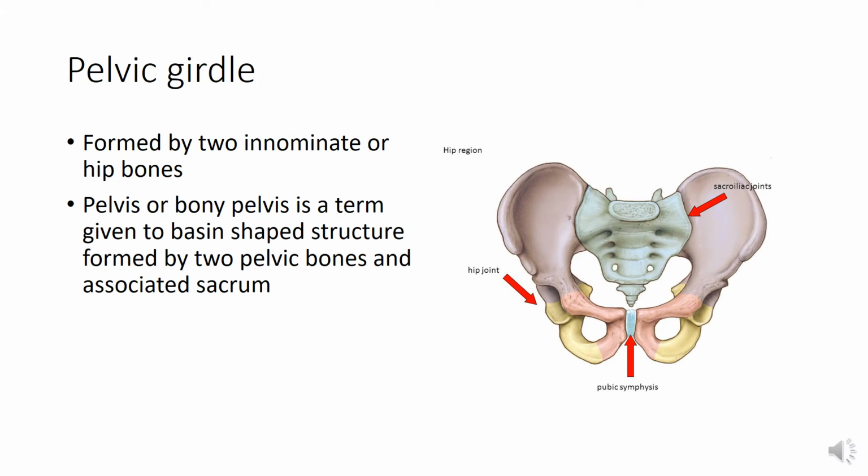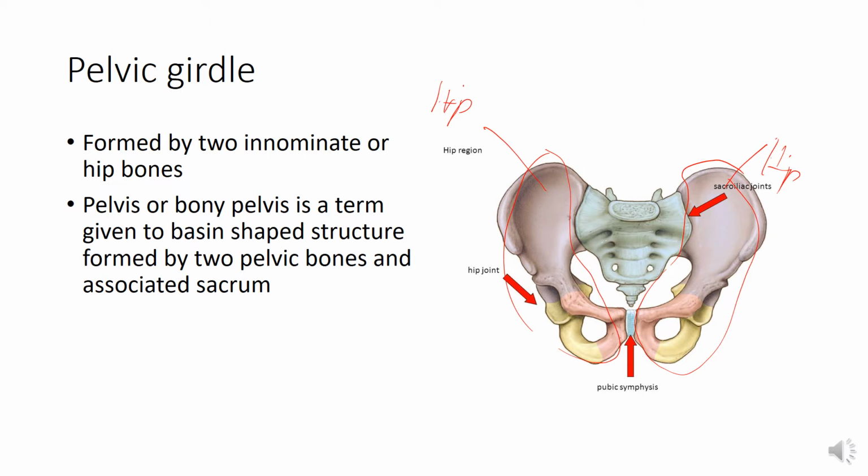Pelvic girdle. The pelvic girdle is formed by two innominate or hip bones. Here you can see this is one hip bone and this one is the second hip bone. So the pelvic girdle is formed by the two hip bones.